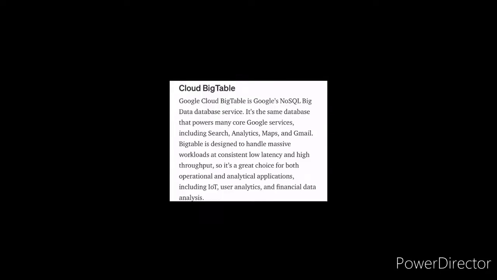NoSQL big database service. It's the same database that powers many core Google services including Search, Analytics, Maps, and Gmail. Bigtable is designed to handle massive workloads at consistent low latency and high throughput, so it is a great choice for both operational and analytical applications including IoT, user analytics, and financial data analysis.